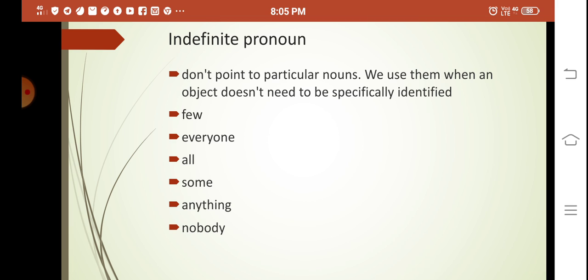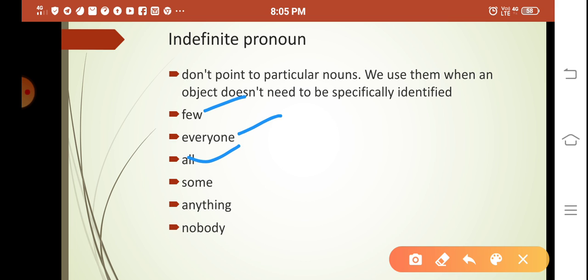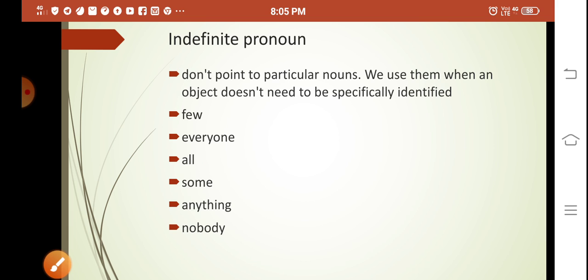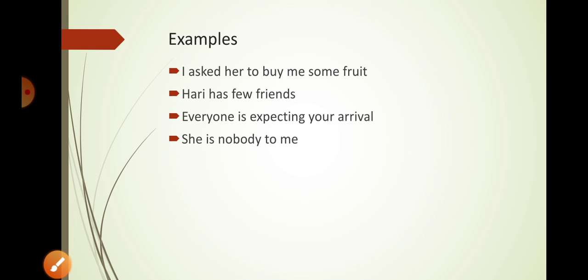We'll see the examples. Before that, we'll see what are the pronouns: few, everyone, all, some, anything, nobody. So these are the indefinite pronouns. We'll see examples. You will understand with these examples very well.